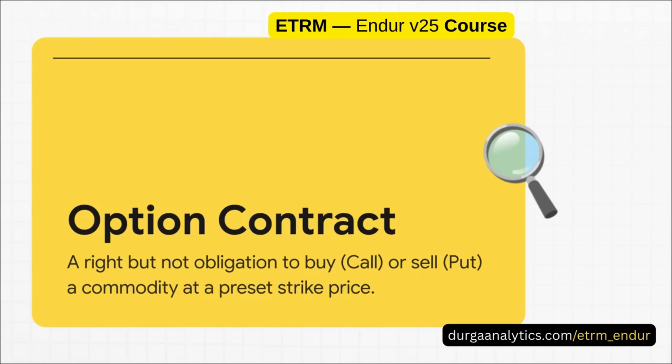And an option? An option is like having a golden ticket. You pay a small fee up front, we call that a premium, and in return, you get the right to buy or sell a commodity at a certain price, but you're not obligated to do it. It's kind of like having a reservation at a fancy restaurant. You can choose to go and enjoy the meal at the price you locked in, or if you find a better deal somewhere else, you can just decide to stay home. The choice is yours.